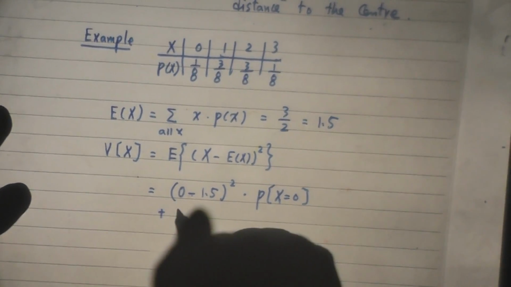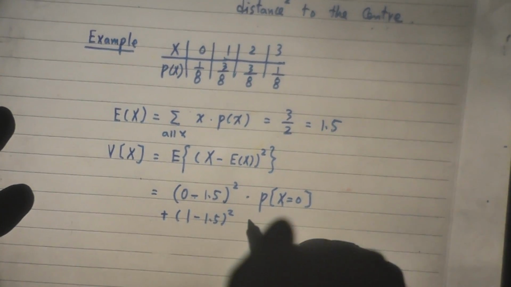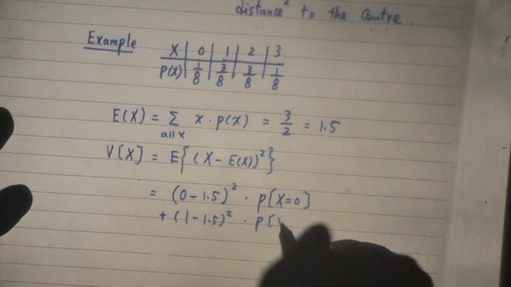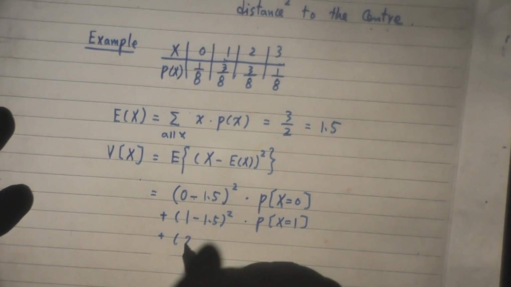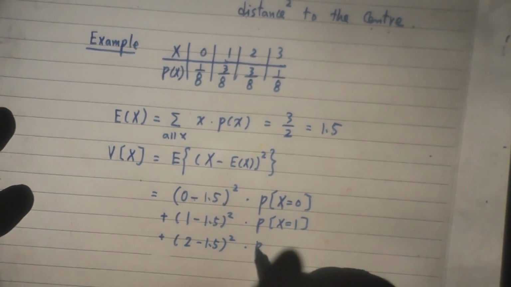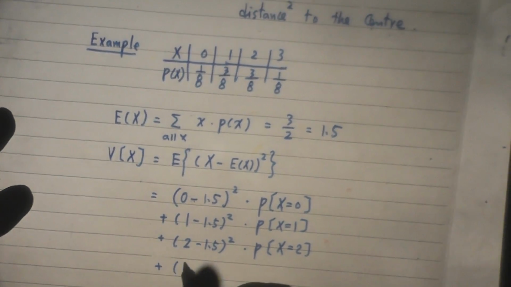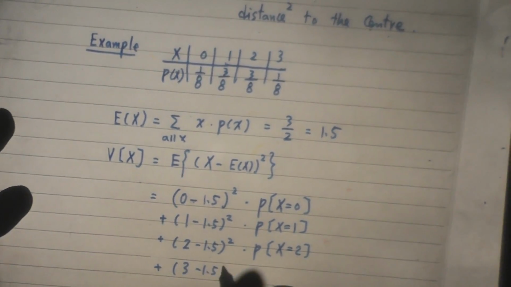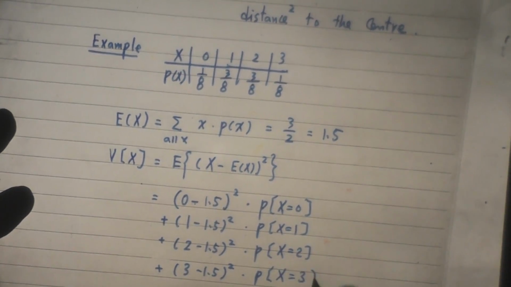And then plus the next one, 1 minus 1.5 squared times the probability X equal to 1. And then plus 2 minus 1.5 squared times the probability that X equal to 2. And then plus 3 minus 1.5 squared times the probability X equal to 3. Okay?